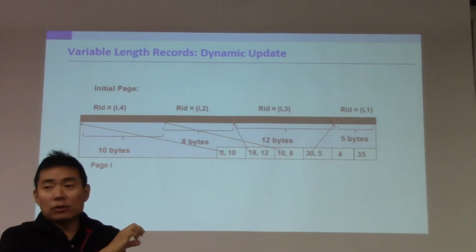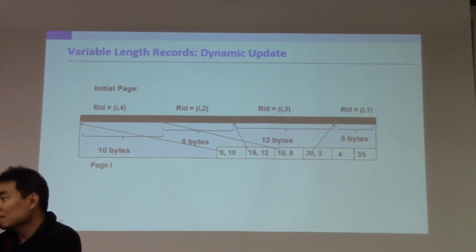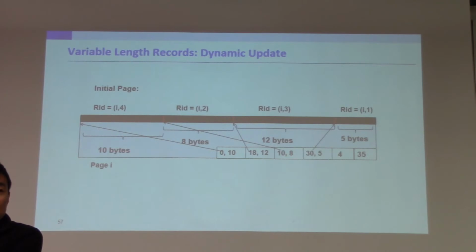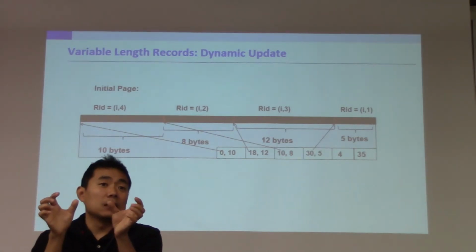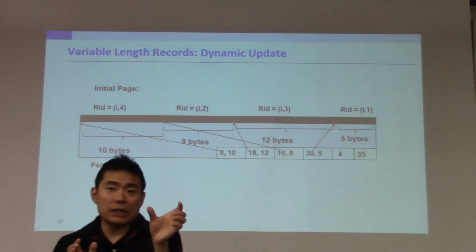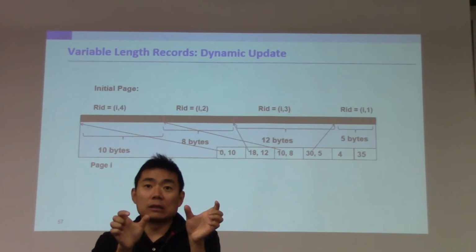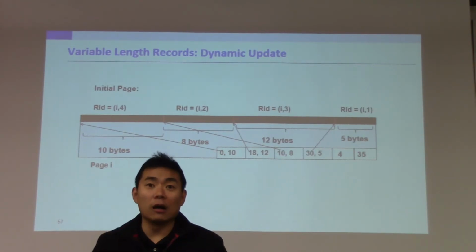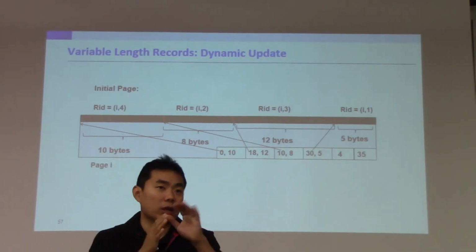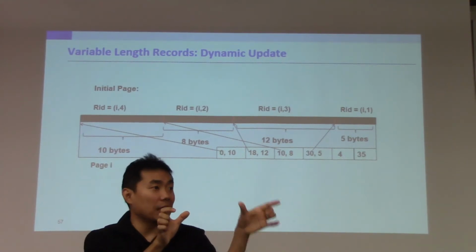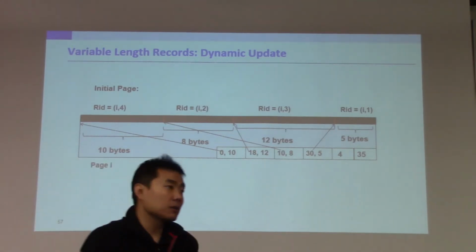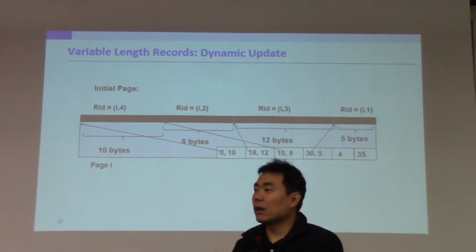Because the offset values of those slot entries are only affected if that slot entry corresponds to a record that actually is located after the record being deleted. Those records located ahead of that record being deleted, those offset values will not be affected. Because the compaction operation is like this. Whatever happened before that record being deleted stays intact. Does that make sense?